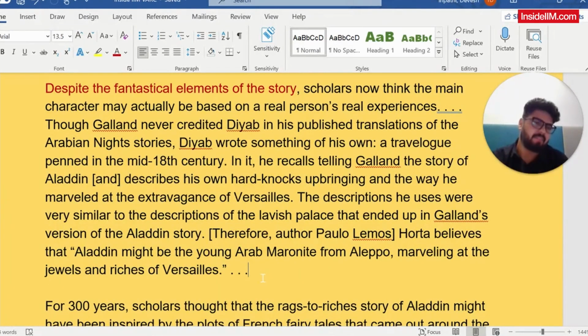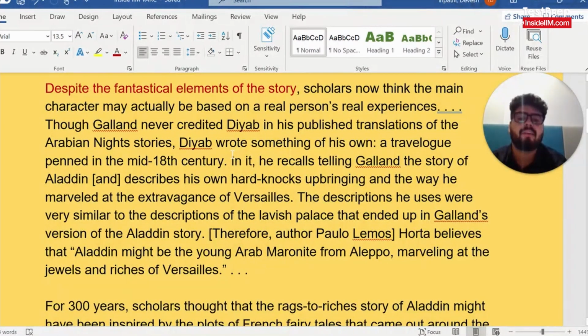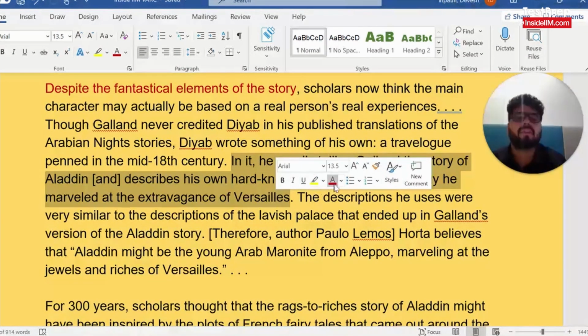Mid-18th century is around 1750, about the same time as the first version of Arabian Nights was published. It was published in 1712, so specifically around 38 years after that. In it he recalls telling Galland the story of Aladdin and describes his own hard-knocks upbringing and the way he marveled at the extravagance of Versailles. Very, very important. So what does he say?